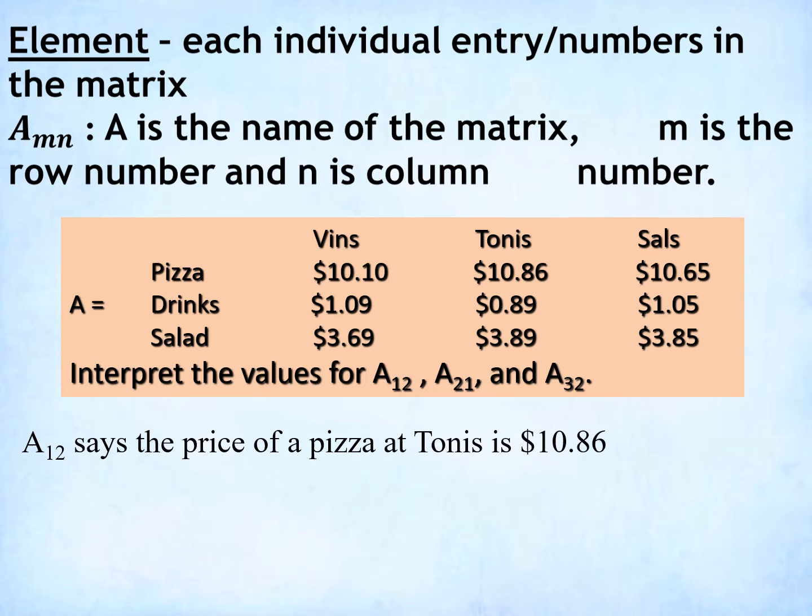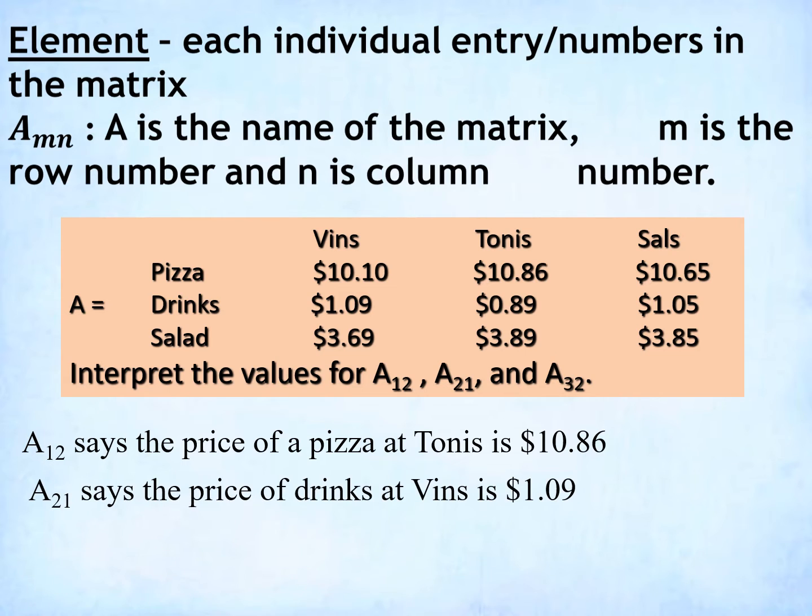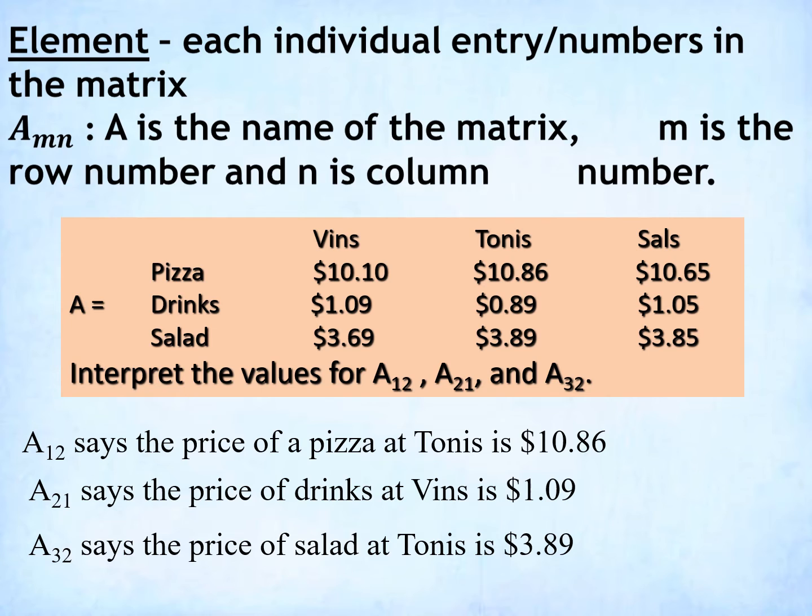A sub 12 says the price of a pizza at Tony's is $10.86. A sub 21 says the price of drinks at Vin's is $1.09. A sub 32 says the price of salad at Tony's is $3.89.